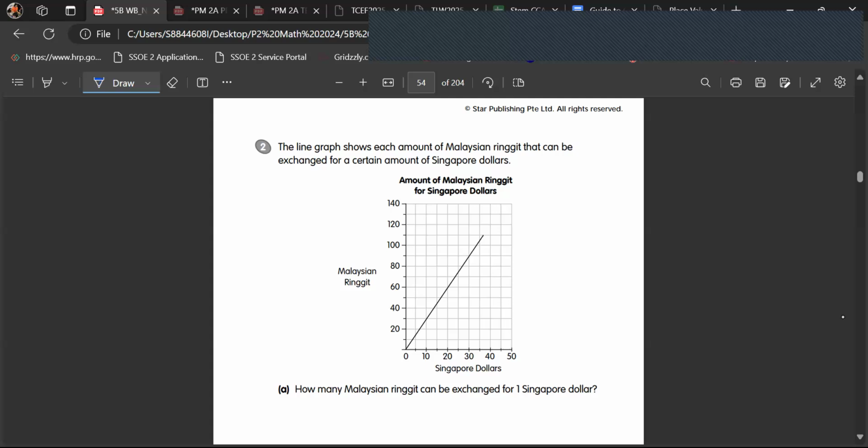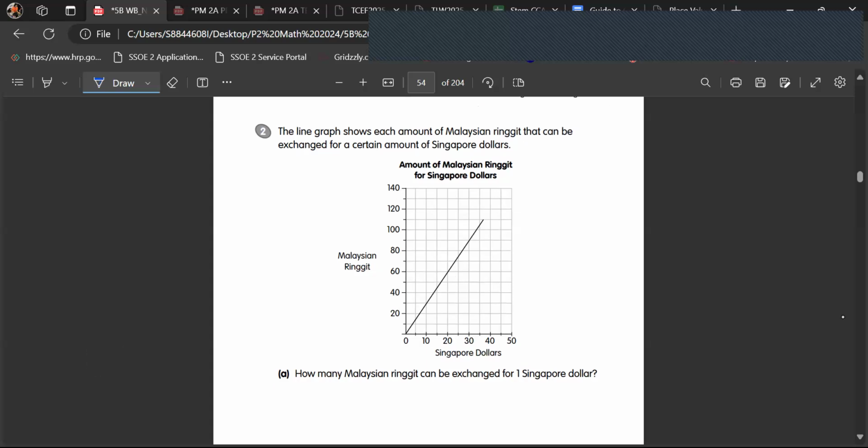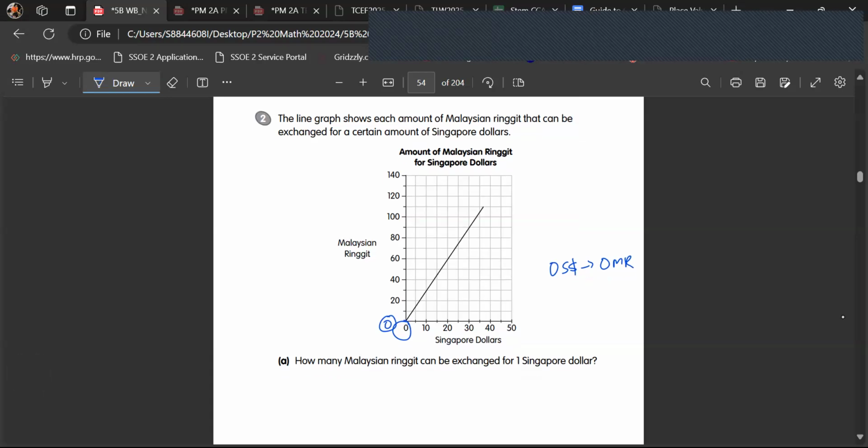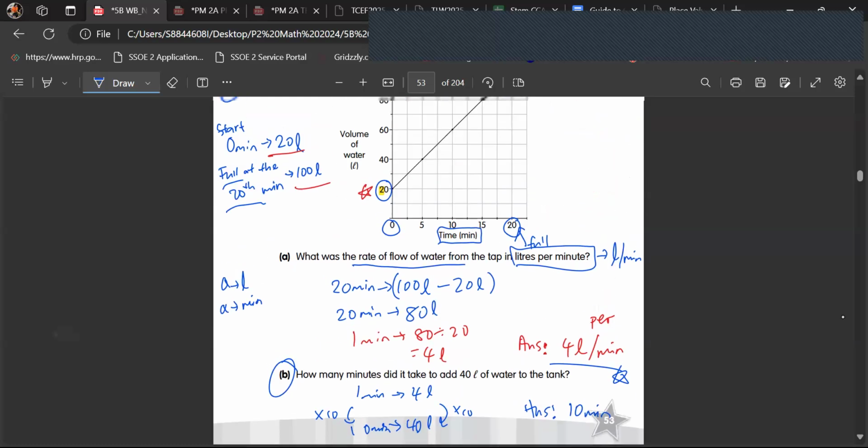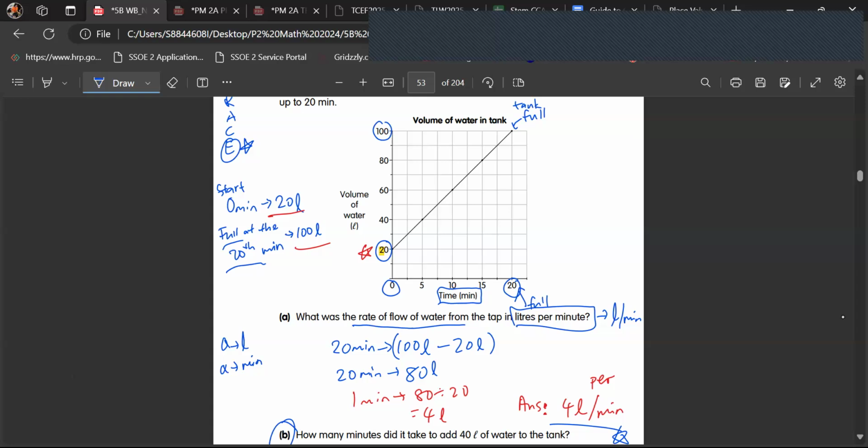Okay, now this one. One look at it, I think it is a friendlier question. Why do you think so? Very good question. It started at 0. 0 on both sides. Very friendly question because $0, 0 Sing dollar, 0 Malaysia ringgit. So it's a very kind question. Not that challenging compared to this one. This one's really tricky because it did not start at 0.